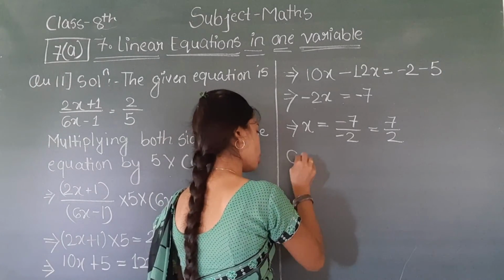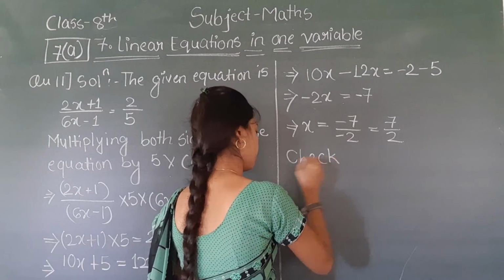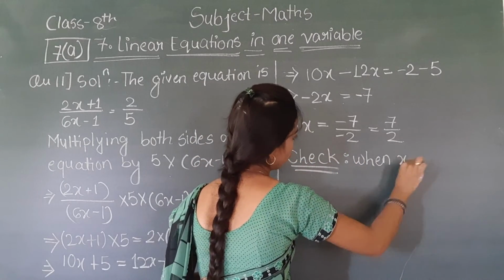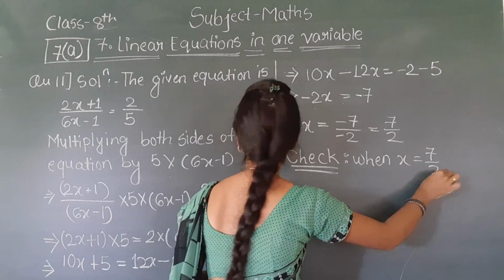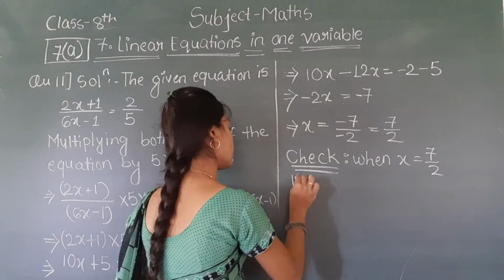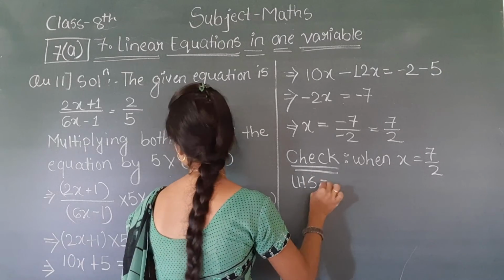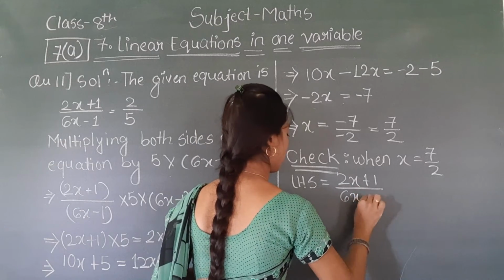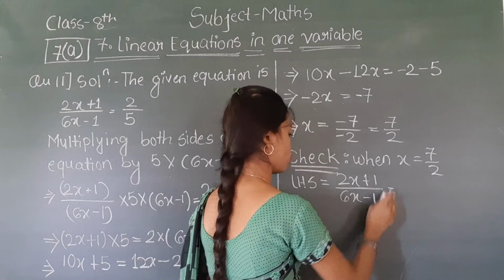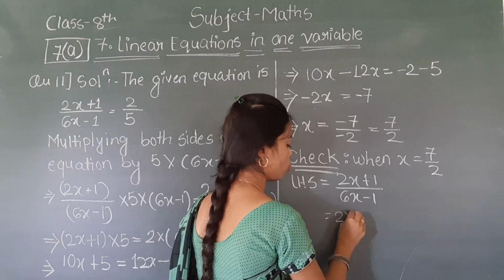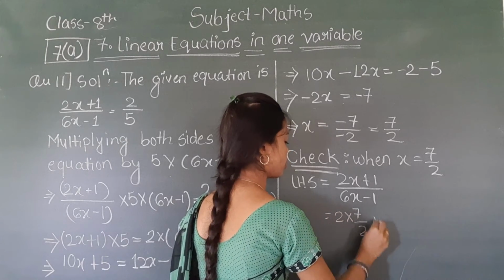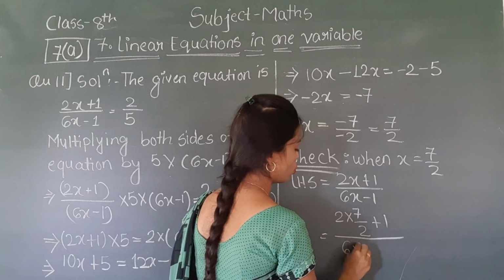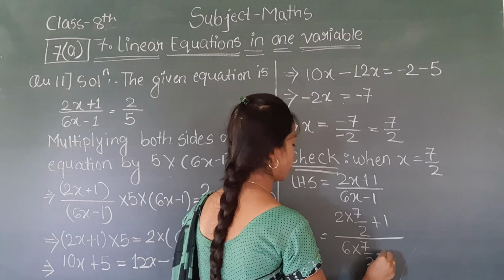Now you have to check the answer. So check. Then x is equal to 7 upon 2. What is your equation? What is your LHS? Your LHS is equal to (2x plus 1) upon (6x minus 1). So it is equal to (2 into 7 upon 2 plus 1) upon (6 into 7 upon 2 minus 1).